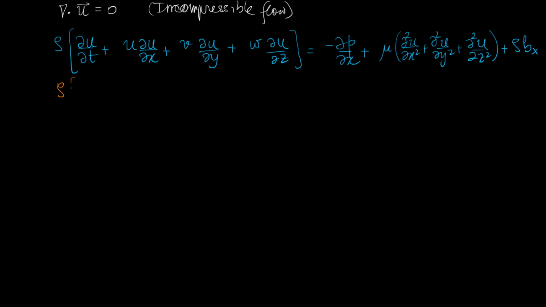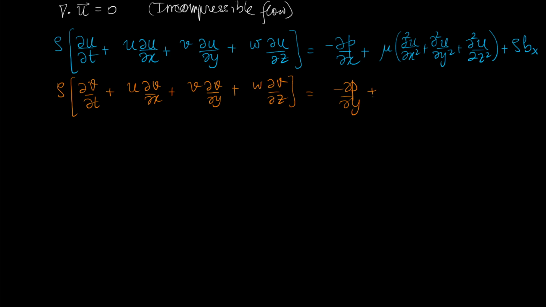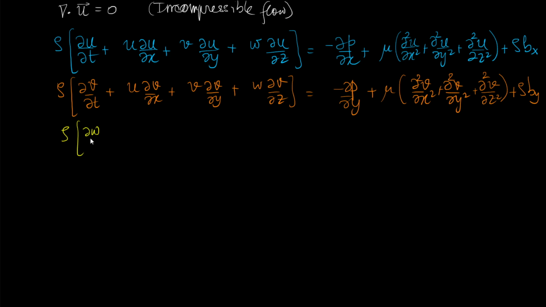Similarly, we can write down the y momentum equation. So del v del t plus u del v del x plus v del v del y plus w del v del z, and this will be equal to minus del p del y plus mu times del 2v del x2 plus del 2v del y2 plus del 2v del z2 plus rho by. And lastly, we have the z momentum equation.